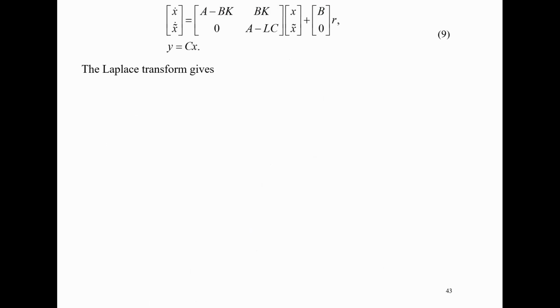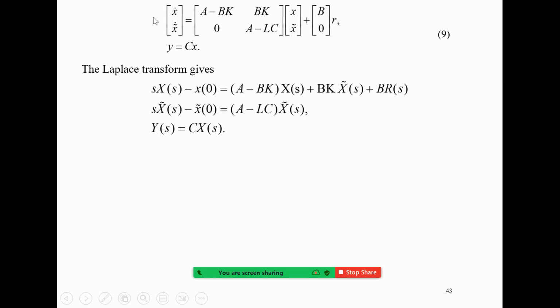Because it's a linear system, the simple way to get the solution is by Laplace transform. Now, let's do the Laplace transform. The first one is the Laplace transform of the equation for x dot. So we have s times X minus x0 equals (A minus BK) times X plus BK times X tilde plus Br.